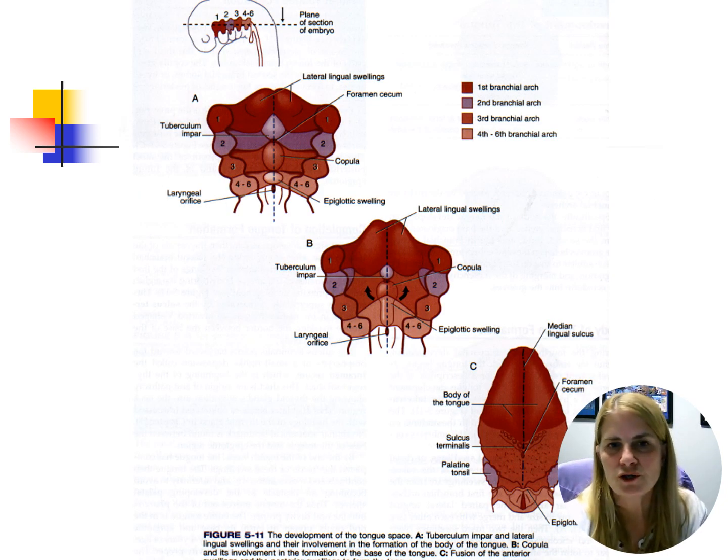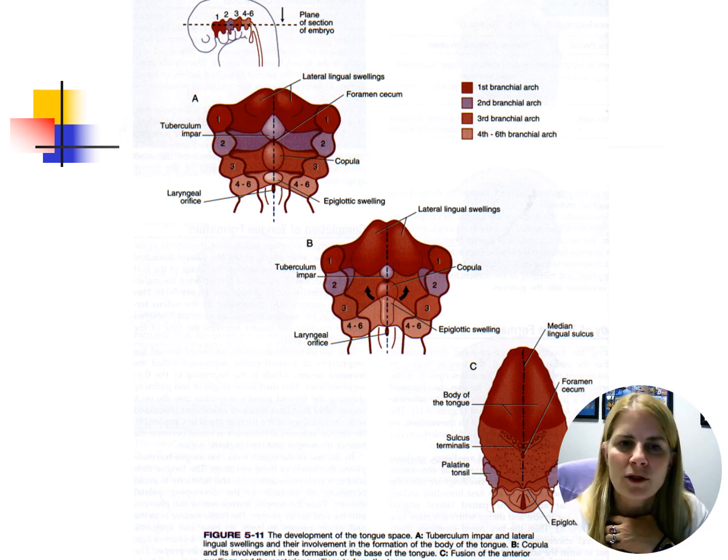In these pictures, you can see in the top picture, picture A, you've got the tuberculum impar in the middle and the lateral lingual swellings growing forward, and then they're going to make the actual tongue itself, the body of the tongue. In picture B, you can see the lateral lingual swellings are getting bigger, starting to join in the middle. And in picture C, you can see the whole body of the tongue joined together, looks like a tongue, median lingual sulcus in the middle.